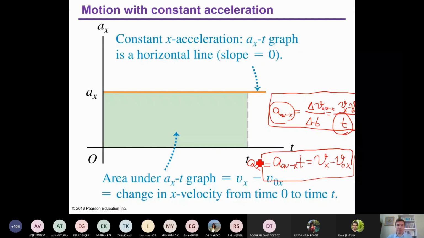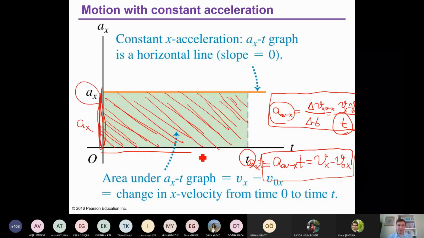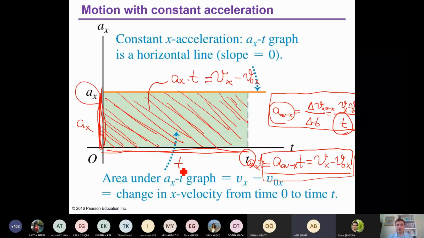So what we have here, ax times t. This is the ax, this is the t. And the area under this curve, ax times t, we have already calculated this one. This is equal to Vx, final velocity along the x-axis, minus initial velocity. Is it clear? Yes. Okay, thank you. Now let me continue with the velocity versus time graph.